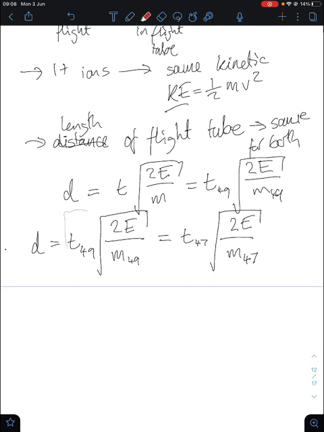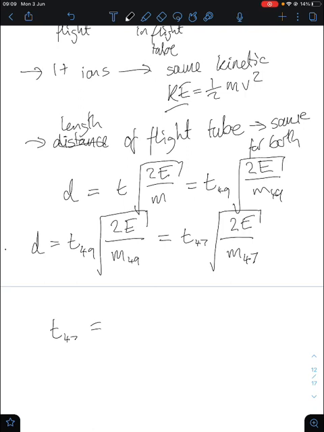So we can equate these two expressions here. They both equal the distance of the flight tube, so they must be the same. Okay. So what I'm essentially going to do is rearrange here for the time of flight for the 47 ion, which is what we're interested in solving.